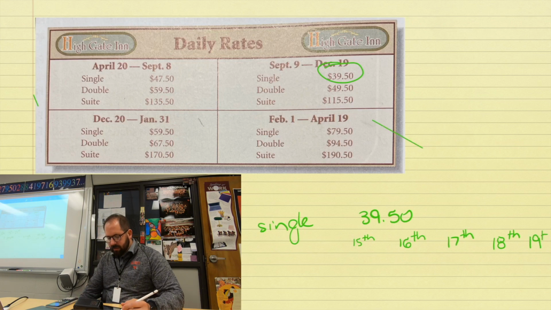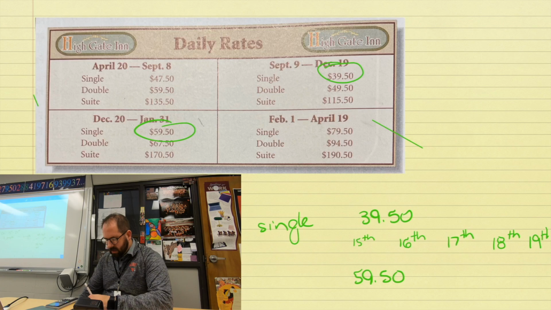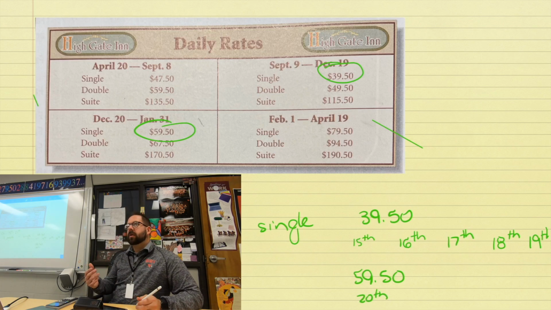And then I'm going to stay probably another night on the 20th, right? Because I'm going to check out on the 21st. So I'll stay on the 20th. Well, that was a different price now. So that one was $59.50 for just staying on the 20th. Does that make sense? You have to pay attention.